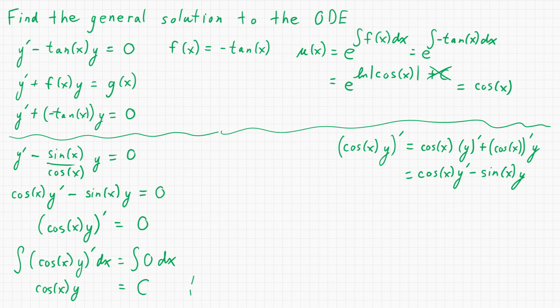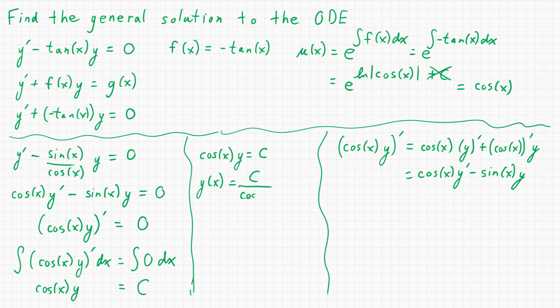The last little bit is we're going to solve for the function y. So we have cosine of x times y equals the constant of integration c. We just divide: y of x is equal to the constant of integration over cosine of x. And if you don't like fractions, that's the same thing as c times secant of x.